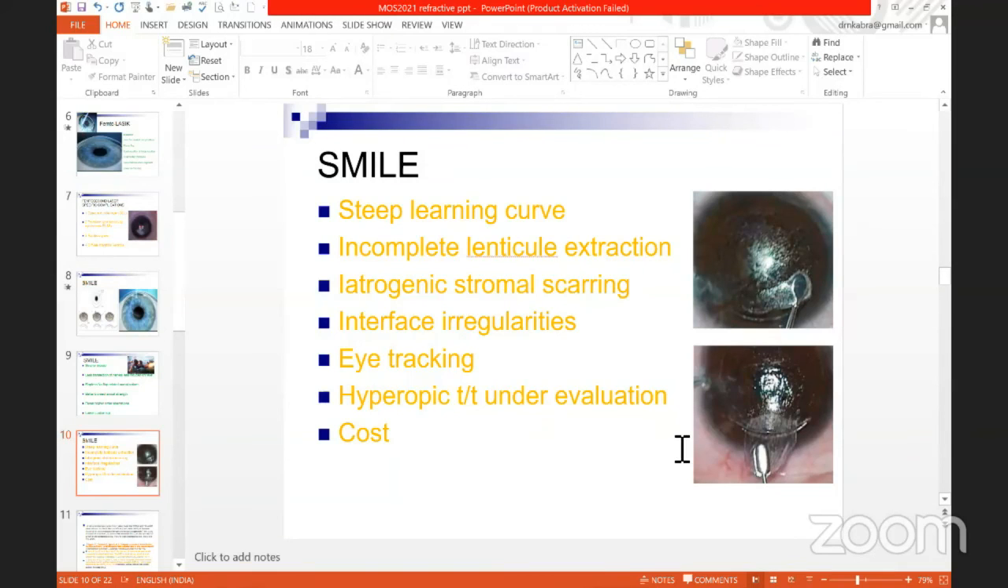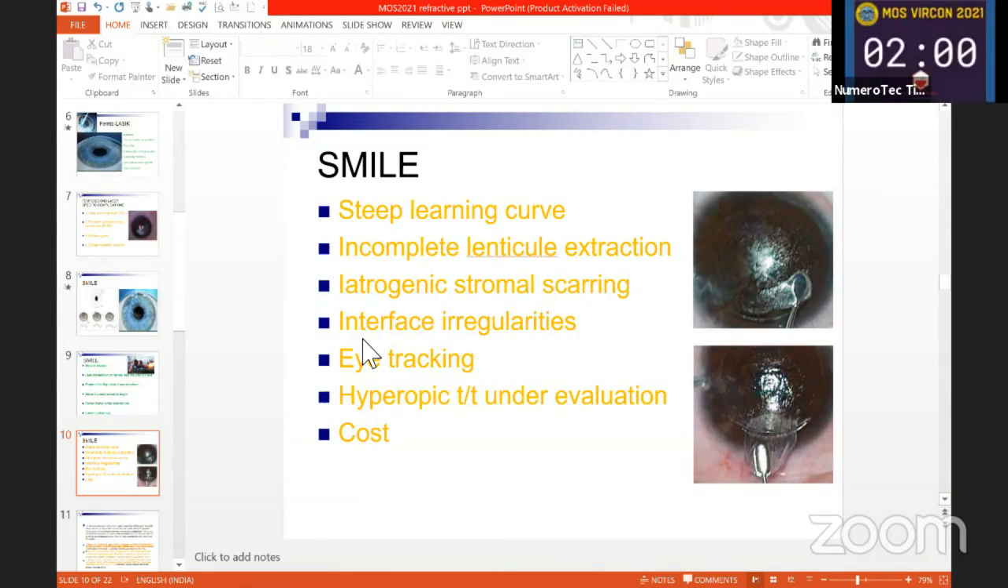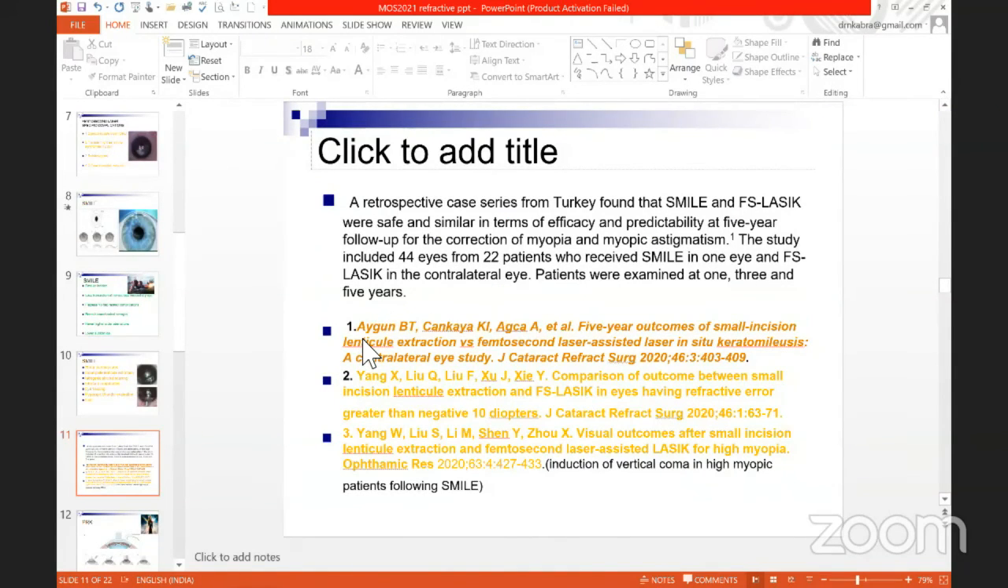So many studies you will find online on PubMed, but one of the study which I found was very systematic, and they have compared contralateral eyes. One eye was treated with SMILE, contralateral eye was treated with femtoLASIK. So all the confounding factors were taken care. It proved that both the options are equally safe, efficacious, and predictable at the end of even 5 years follow up.